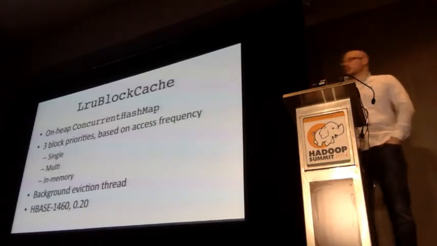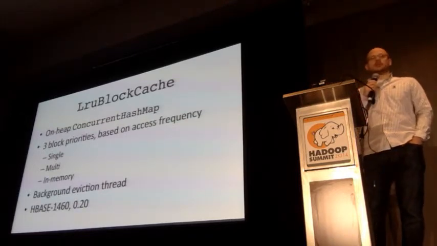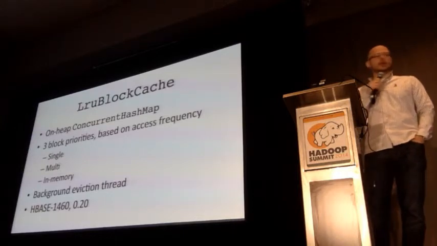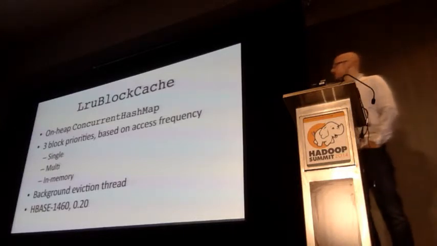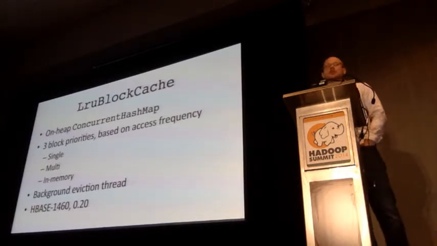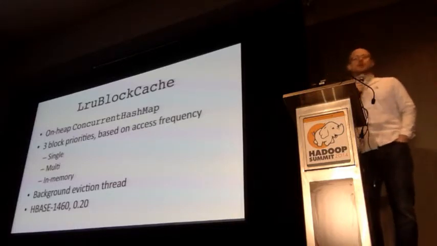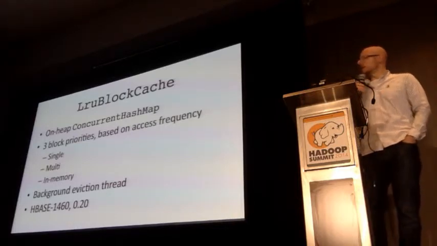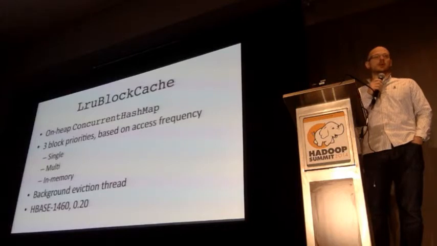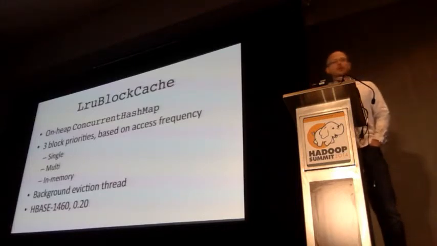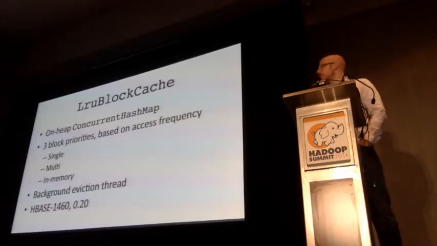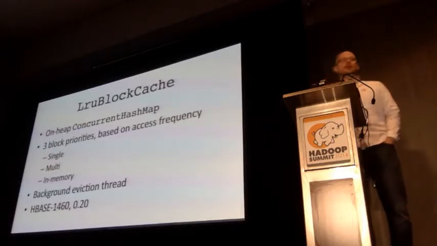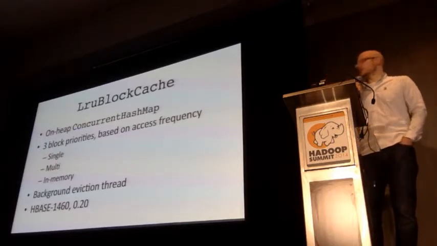So HBase comes with a number of different block caching implementations. This is the default one, the LRU block cache. It's a relatively simple structure. It's an object data structure, and it's using the concurrent hash map, which is in the JVM. It manages memory in segments, so it's keeping track of how often a block is accessed. There's a finite amount of memory, so eventually you have to evict blocks from the cache.